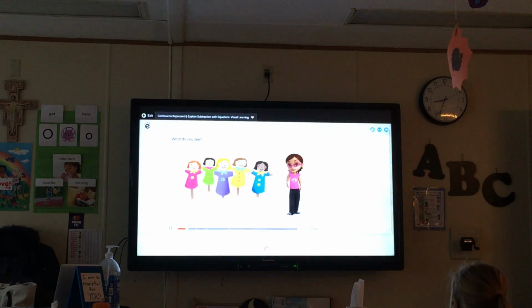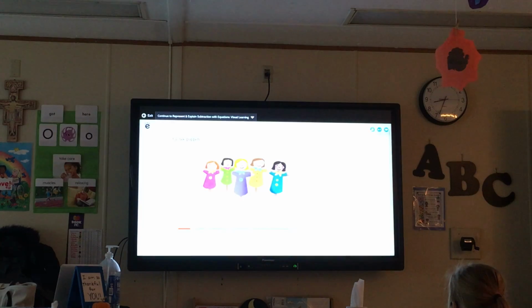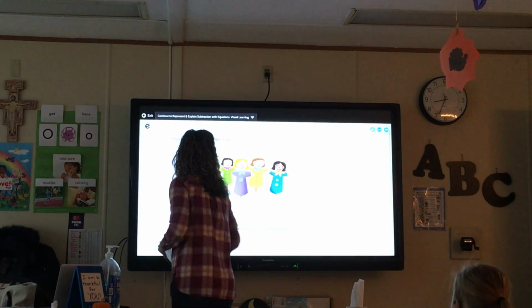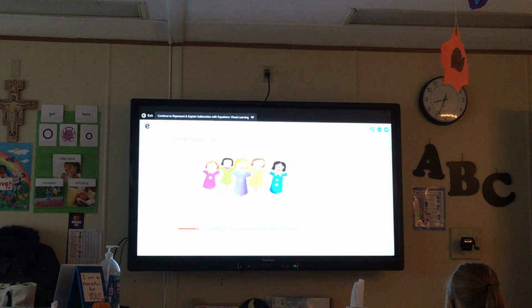What do you see? Those are puppets, little puppets. How many puppets are there in all? 5, you see? Okay. All right, there's 5. Everyone agrees 5? Yes. Okay. There are 5 puppets in all.